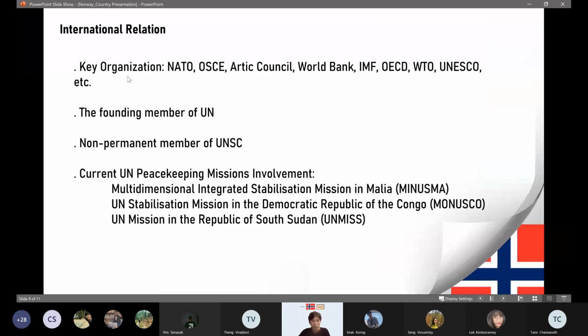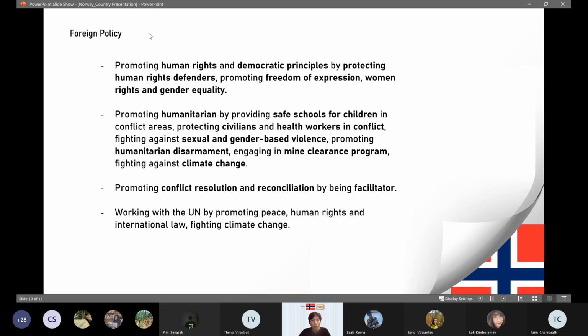And for international relations, Norway has joined some key organizations such as NATO, OSCE, the Arctic Council, the World Bank, the IMF, and so on and so forth. And Norway is a founding member of the UN as well, and a non-permanent member of the UNSC. Currently, Norway is involved in 3 UN peacekeeping missions, like you see here. Okay, and Norway has multiple foreign policies.